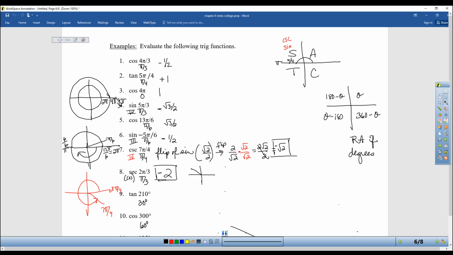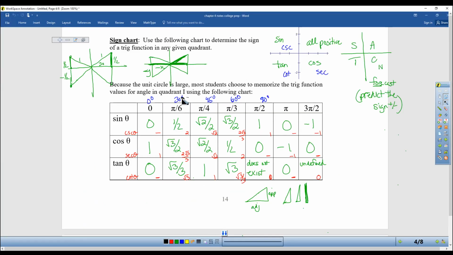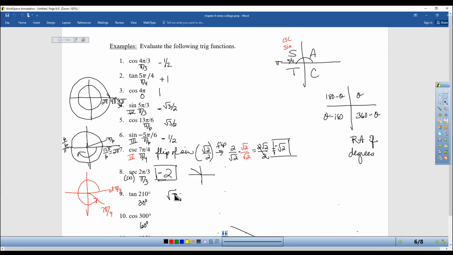Okay, let's do some with degrees now. Tangent of 30. Again, we put degrees at the top of your chart, so you can just use that. Tangent of 30 is the square root of 3 over 3. And that's just our reference angle. We're actually thinking about 210, which is in quadrant 3, and tangent is positive in quadrant 3.